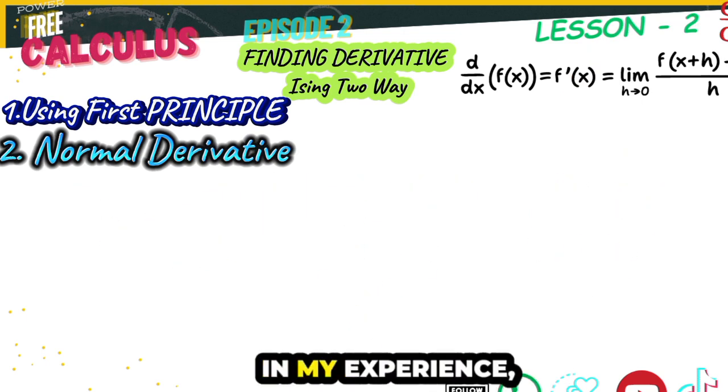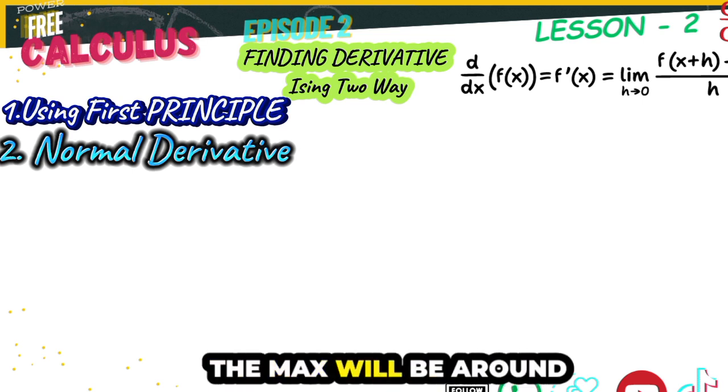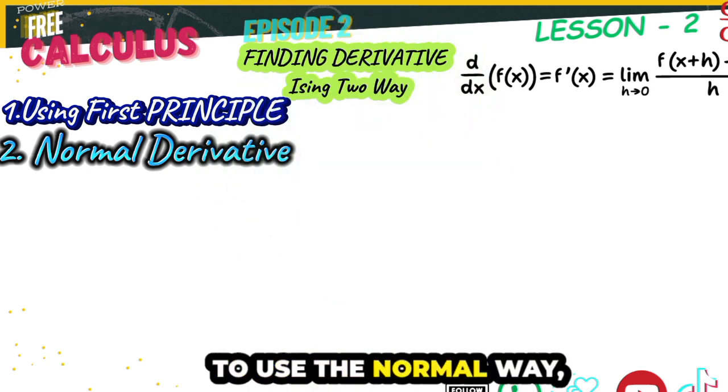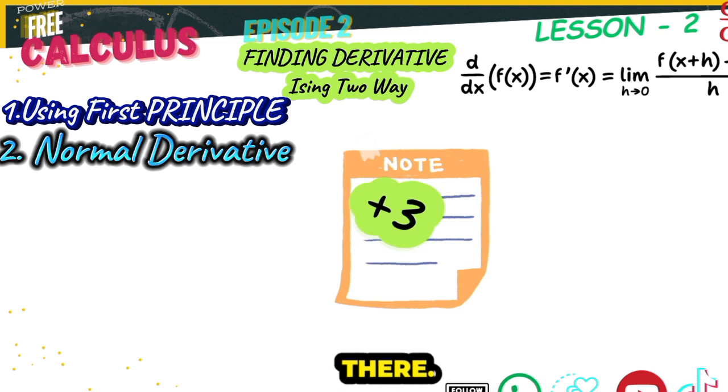And normally in my experience, when you are required to use first principles, the marks will be around 6 or 7 marks. But if you are required to use the normal way, marks are normally around 3.